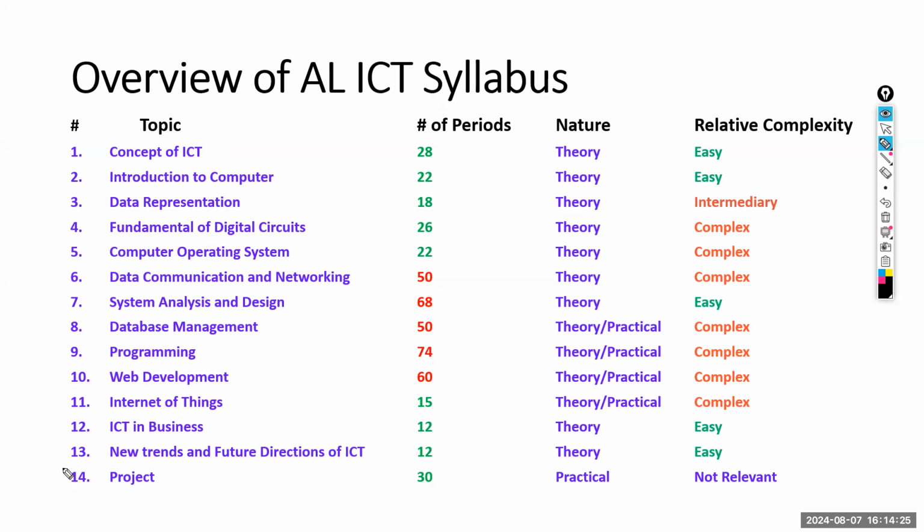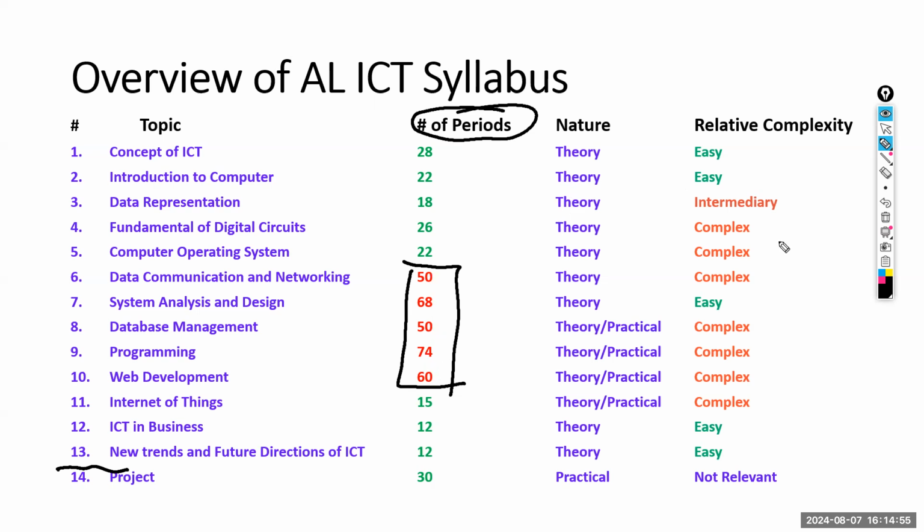So you have 13 topics. Out of 13 topics, you can see the number of periods allocated for each and every topic. Here the red topics are the topics that have been allocated more periods. Like here you can see 28, 22, 18, 26, 22, just 20s. Here 15, 12, 12. But here you can see 50, 68, 50, 74, 60.